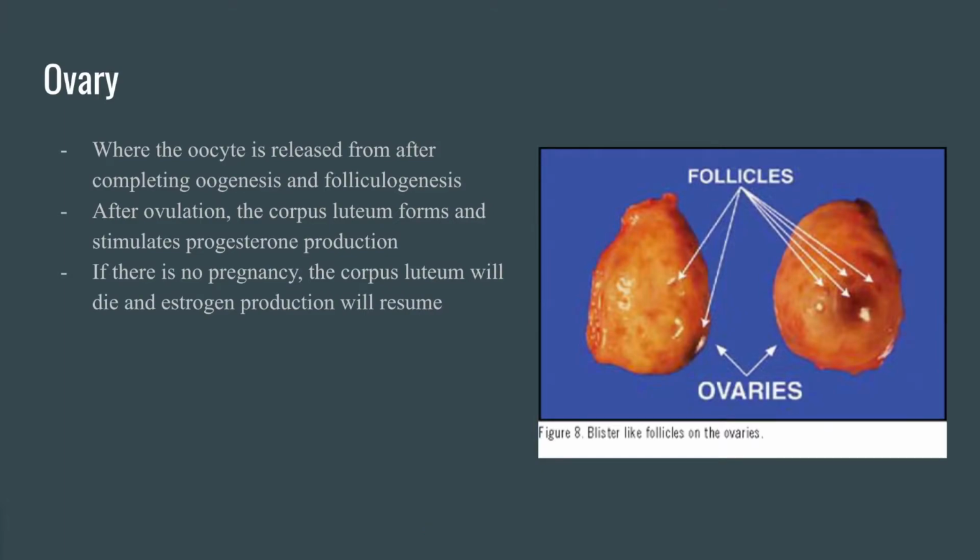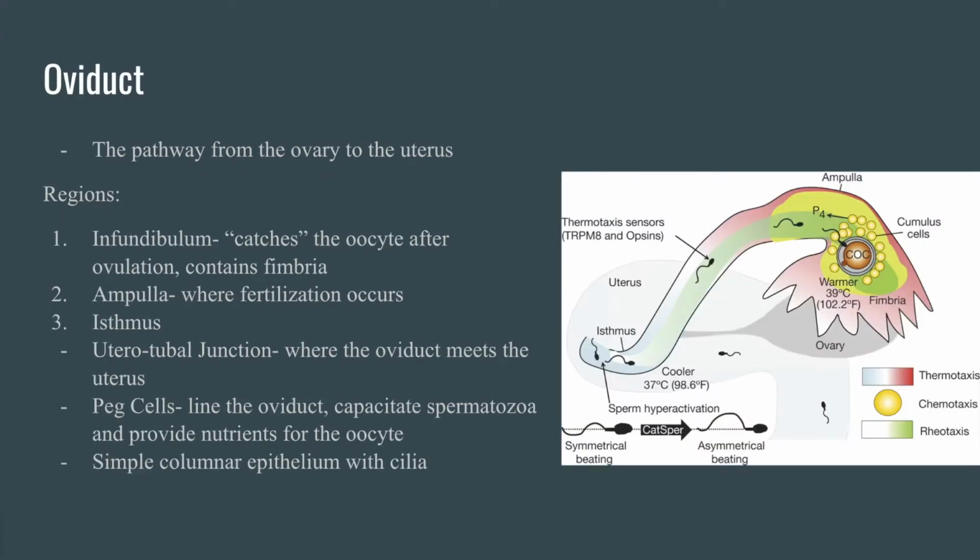Next up, we have the ovary, which is where the oocyte is released from after completing oogenesis and folliculogenesis. After ovulation, the corpus luteum forms and will stimulate progesterone production. If there is no pregnancy, the corpus luteum will die, and estrogen production will resume. The oviduct is the pathway from the ovary to the uterus.